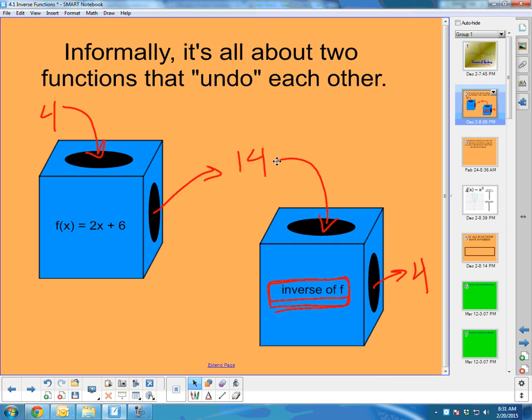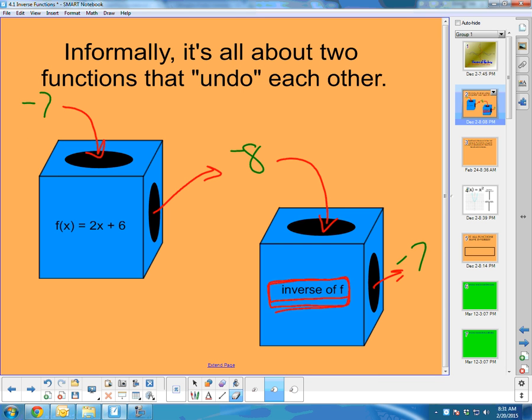And I could do this for every possible input into the function f. I could change my input and use an input of -7. If I put -7 into the function, 2 times -7 is -14, and -14 plus 6 gives me -8. Then the inverse of f, whatever it happens to be, is going to take that -8, undo what f did to get it, and I'm going to get my -7 back. And that's what an inverse function does.